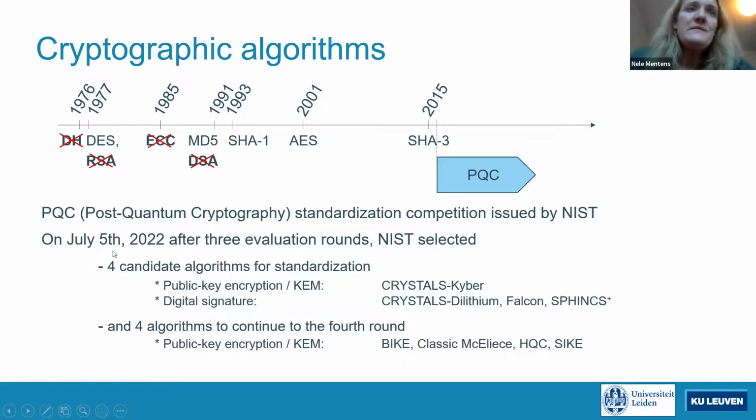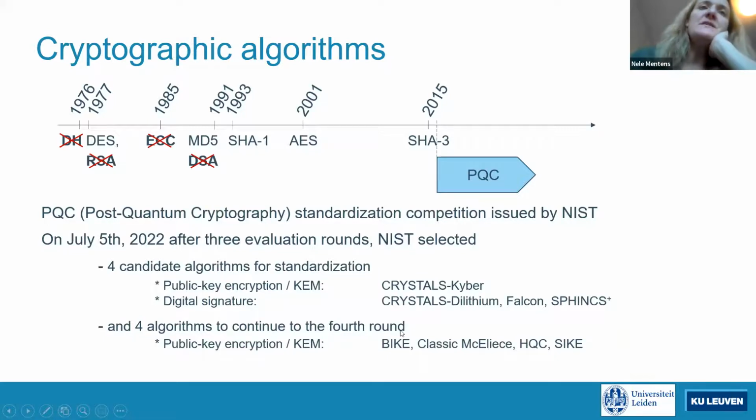And then on July 5th, after 3 evaluation rounds, NIST selected 4 candidate algorithms for standardization. First of all, in the category public key encryption or key encapsulation mechanism, there was Crystals-Kyber, which is a lattice-based algorithm that was selected. Then in the category of digital signatures, Crystals-Dilithium was selected, and also Falcon and SPHINCS+.